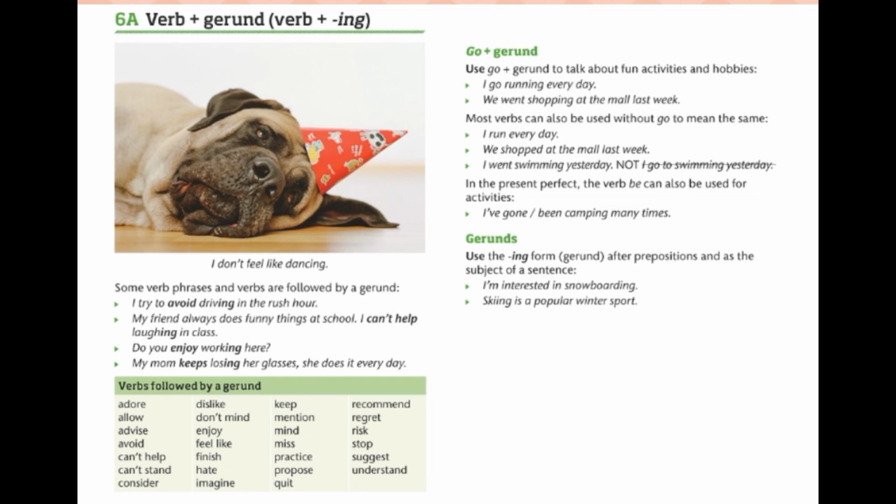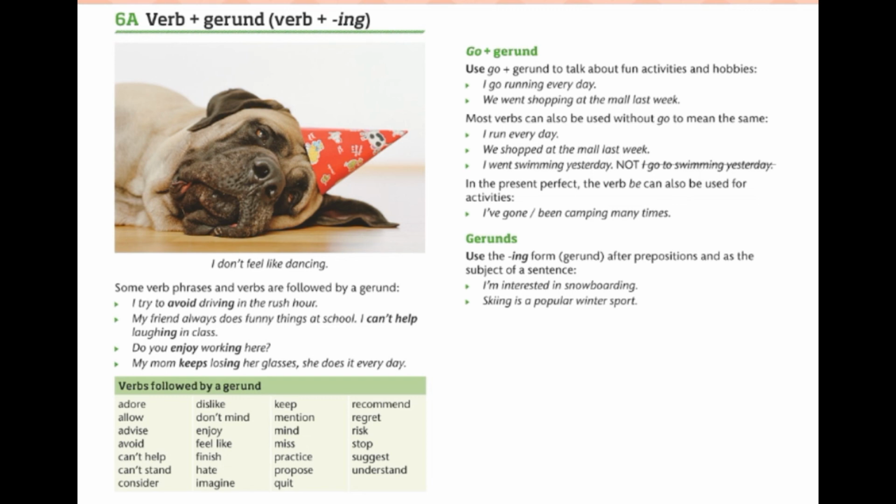Take a look at this. Go plus the gerund. We use go plus the gerund to talk about fun activities and hobbies. Remember that, the expressions. I go running every day. We went shopping at the mall last week. Most verbs can also be used without go to mean the same. So you can say, I go running every day, or you can say, I run every day.